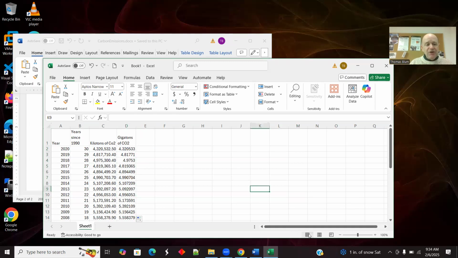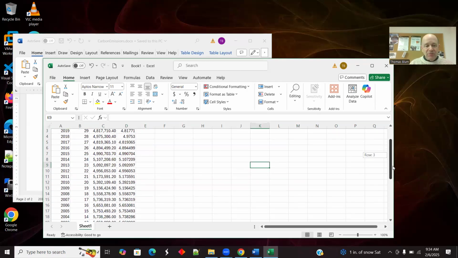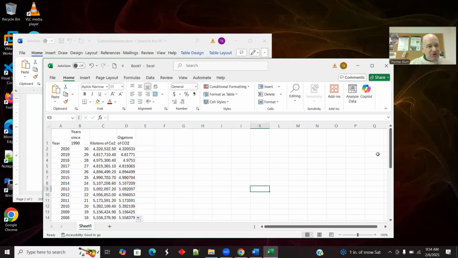Okay. So now I want gigatons of carbon emissions versus years since 1990. Those two columns are not next to each other. I can copy and paste the data. That's one way: I could copy this data and then paste values and put them next to each other.